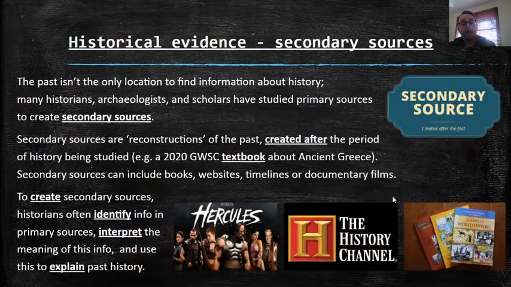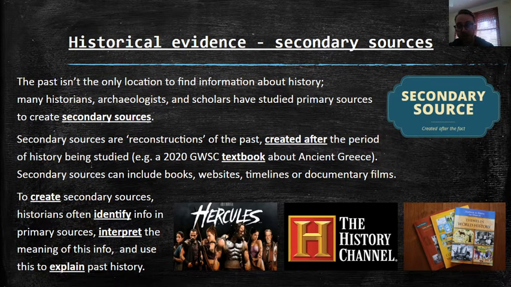So, the past isn't the only location to find information about history. Many historians, archaeologists, and scholars have studied primary sources to create secondary sources. Secondary sources are reconstructions of the past, so they're being created after the period of history being studied. So if I've got a textbook that tells me a bit about ancient Greece, although it's talking about the past, it wasn't created during the past. It wasn't created in ancient Greece. It was created in 2020 and it's talking about the past. It's reconstructing, rebuilding, retelling the stories of ancient Greece. So it's a 2020 textbook. That's definitely a secondary source.